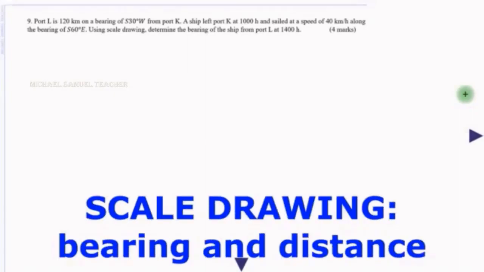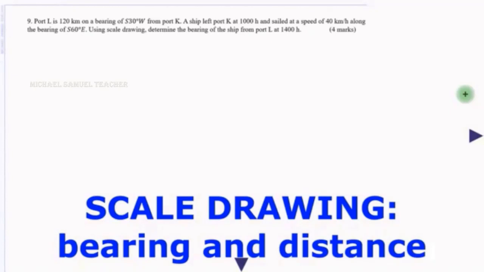So part L is 120 km on a bearing of 30 degrees south of west from Port K. A ship left Port K at 10:00 hours and sailed at a speed of 40 km per hour along the bearing of 60 degrees south of east. Using scale drawing, determine the bearing of the ship from Port L at 14:00 hours. So in this case, we need to make a sketch so that we are able to use scale drawing to draw.